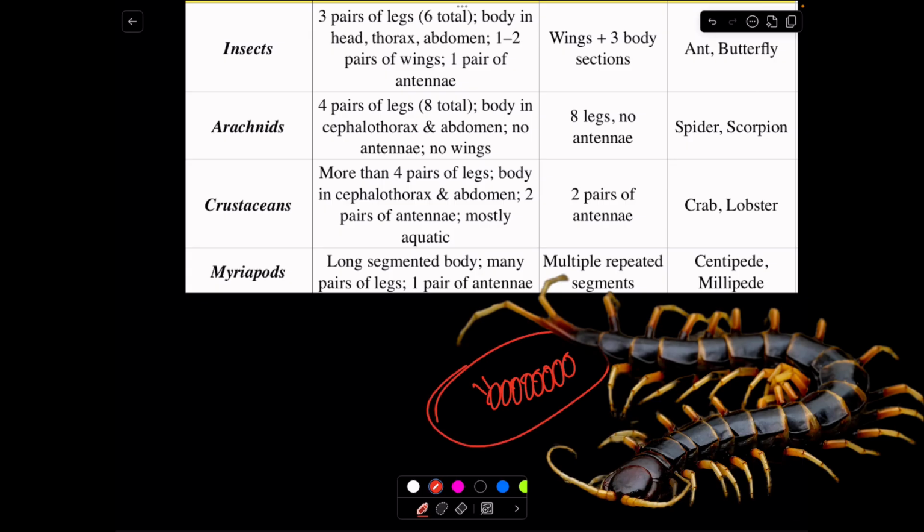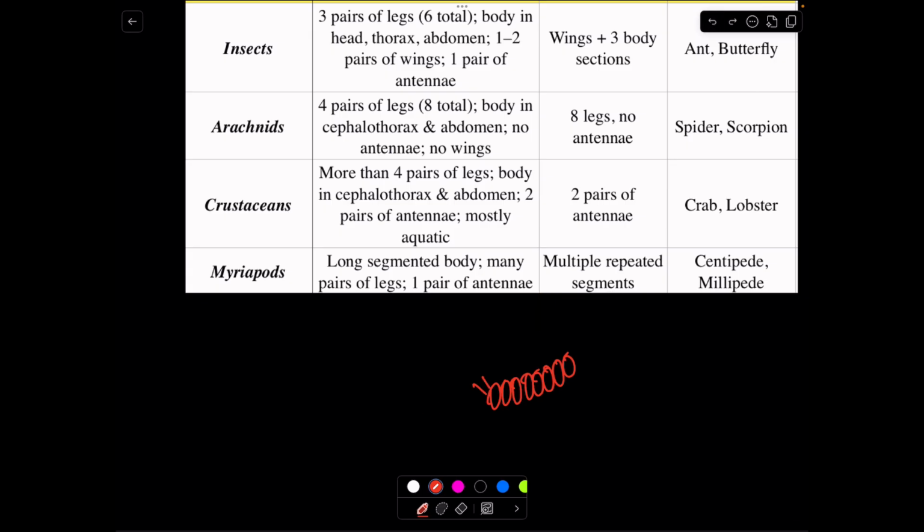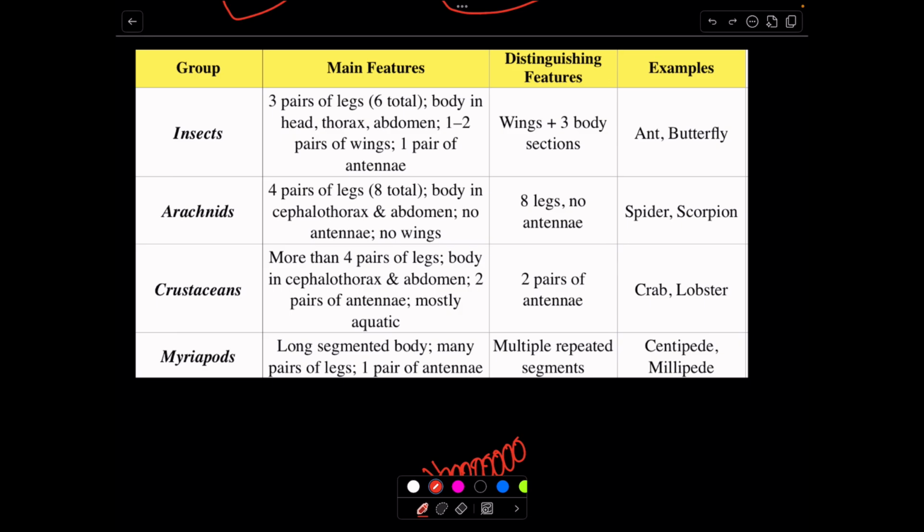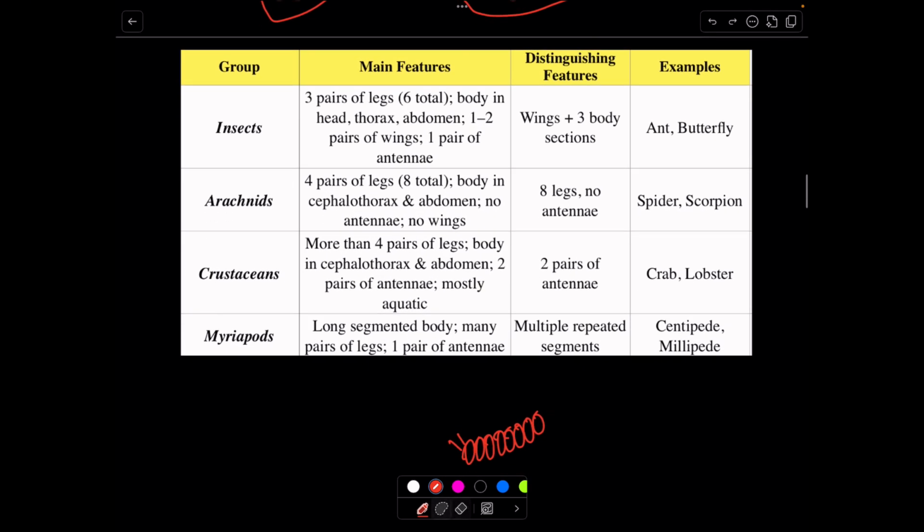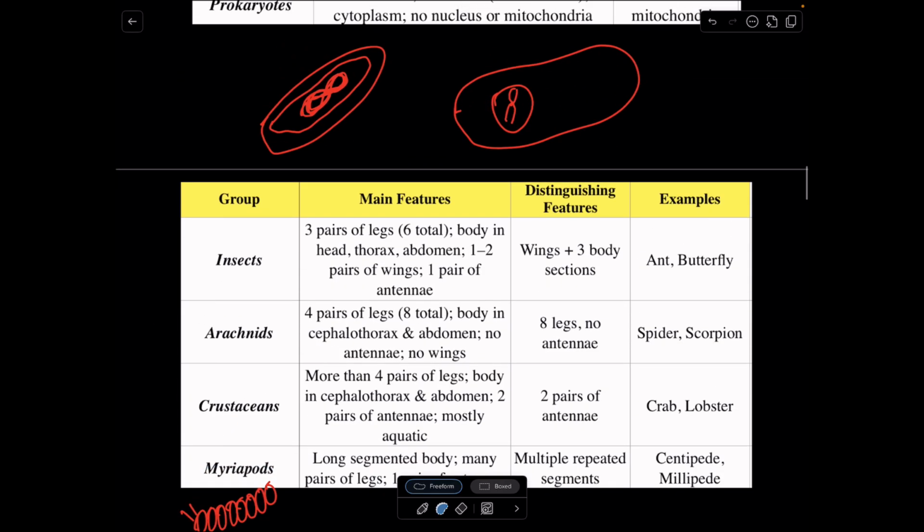So if I was doing my notes, I would just draw a rough cartoon beside each one just for me to remember them. But yeah, that's the invertebrates.